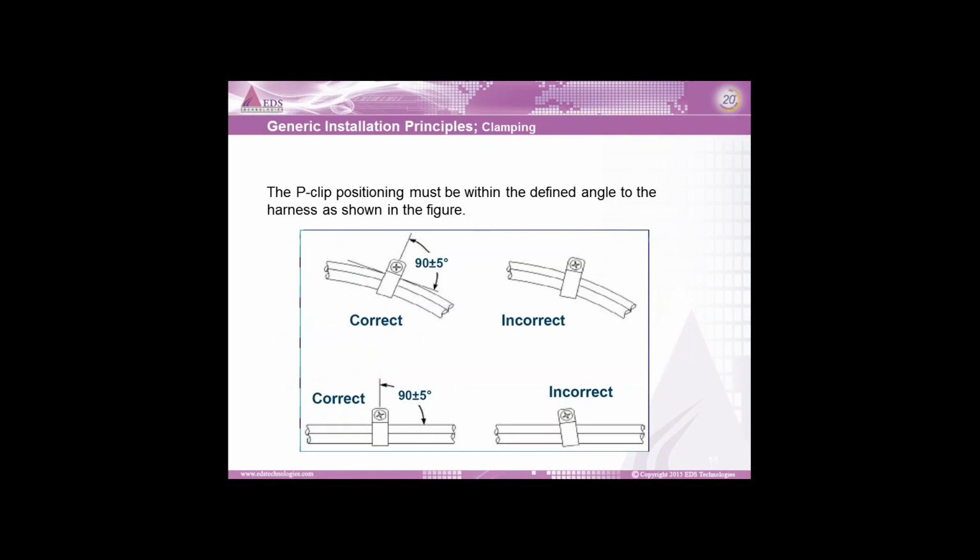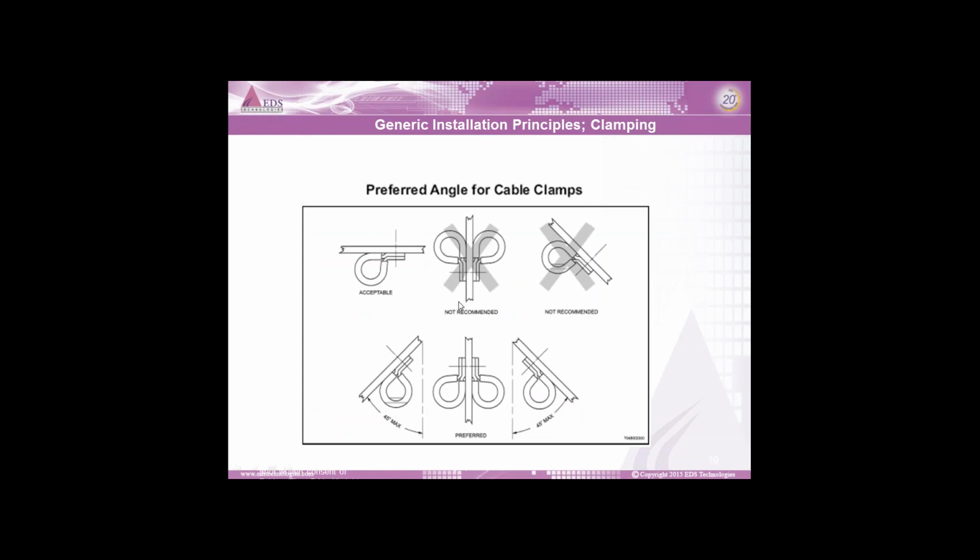Say for example, P-clips. This is a P-clip where you can position your P-clips at 90°, incorrect or correct, like this. So it should not be like here, incorrect. This will be a great challenge. So always keep it at 90°. So preferred angle of cable clamps, like for example, acceptable. These are not acceptable. This is not at all acceptable. You cannot keep your cable clamp like this. Here you can keep it, acceptable, not recommended.